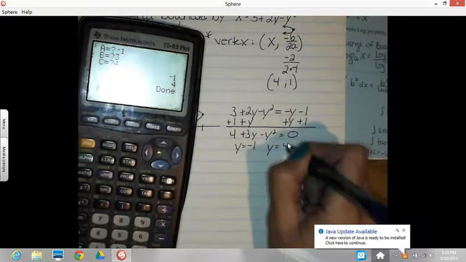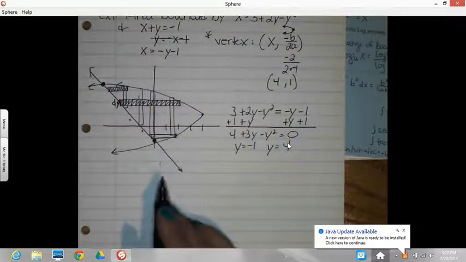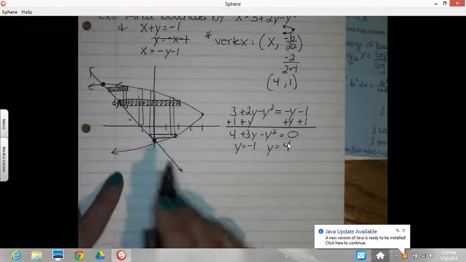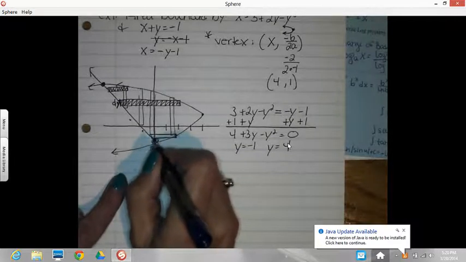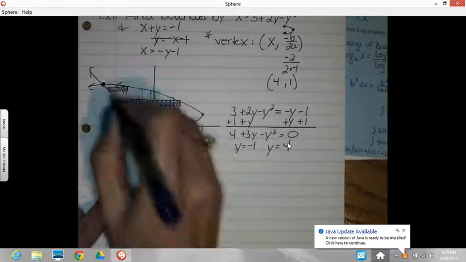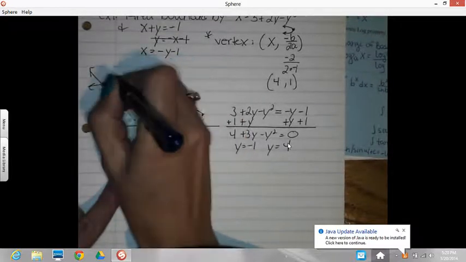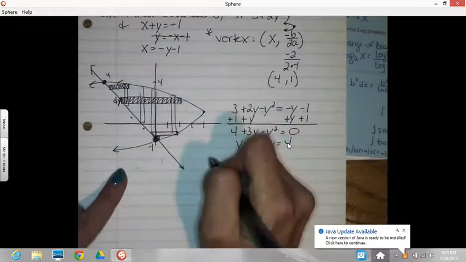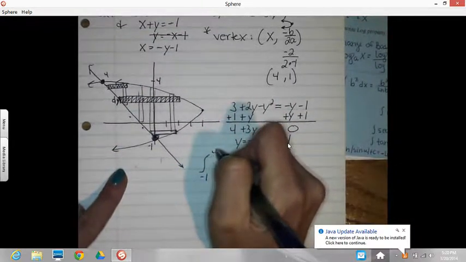Right here, that actually crossed right on that y-axis. That's negative 1. Up here, this is up at 4. So now my integral is going from negative 1 to 4. The width of my rectangle is dy.